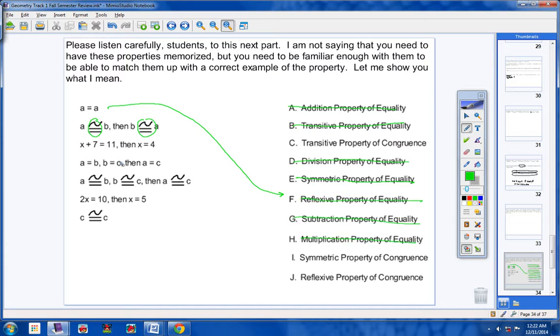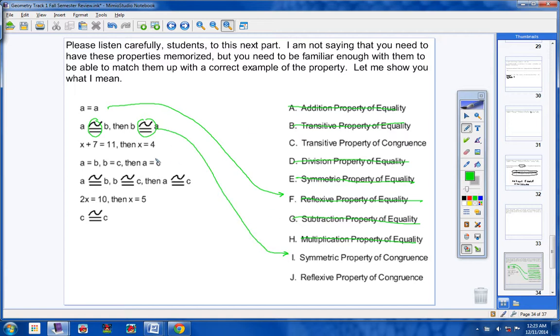Now here's what it says. If A is congruent to B, then B is congruent to A. Alright? Now, whenever we have something's congruent to something, A is congruent to B, and then we turn it around, B is congruent to A, we call that symmetry or symmetric. So we're looking for the symmetric property of congruence. There it is, and so on and so forth.